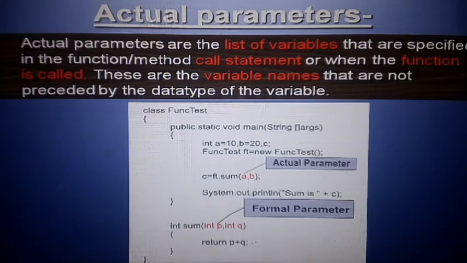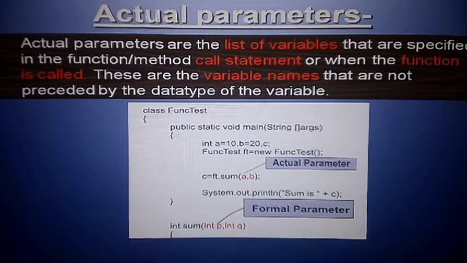After that I switch to the sum function. So int is the data type, sum is the name of the function, and there are two variables, int p and int q. It performs the task: return p plus q. Then this result is printed through c. So what will the result be? The result will be 30, because here you sum the values.